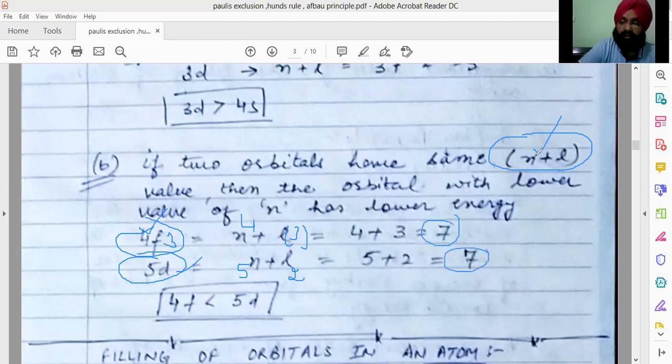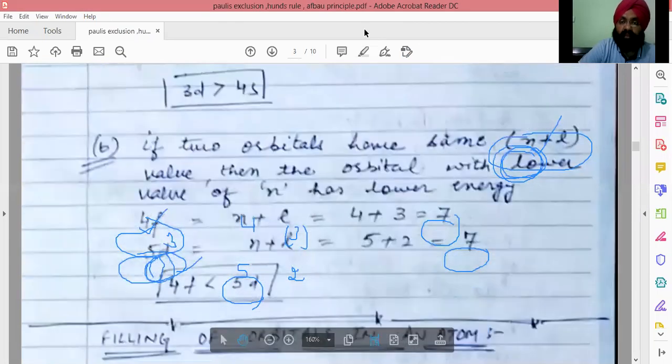Now in this case, we concentrate on the main energy shell. The one with the higher main energy shell is of higher energy, if the n plus L values are the same. Okay.